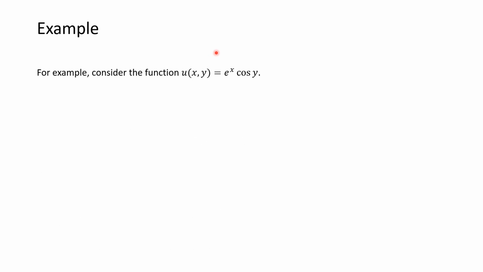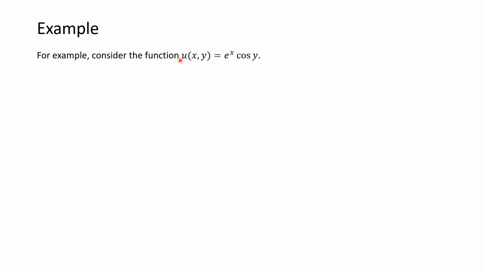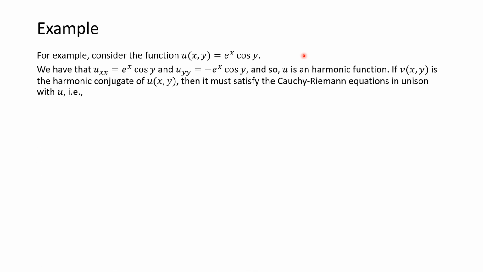So let's do an example. We're given a function u of x, y equals e to the x cosine y. We want to find the harmonic conjugate of u. So first we verify that u is harmonic. We take the second partial derivative of u with respect to x. We get e to the x cosine y, and then we take the second partial of u with respect to y, and we get minus e to the x cosine y. So in fact, when we add these together, we get 0, which means that u is a harmonic function.